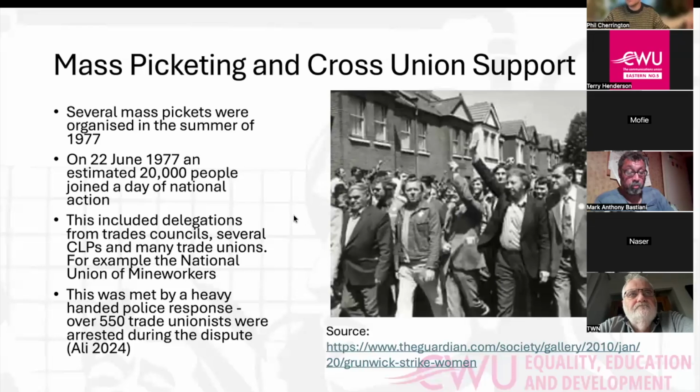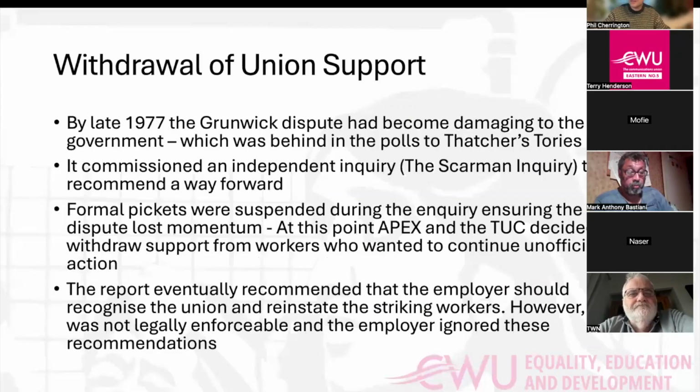I think this was particularly powerful, but also particularly concerning for the establishment. So by late 1977, the dispute had become quite damaging to the Labour government, which was, as we may remember, behind in the polls to Thatcher's Tories, and the government commissioned an independent inquiry, which was known as the Scarman Inquiry, to recommend a way forward.